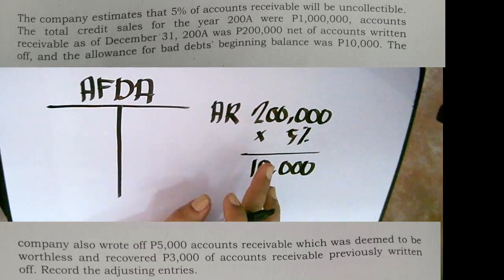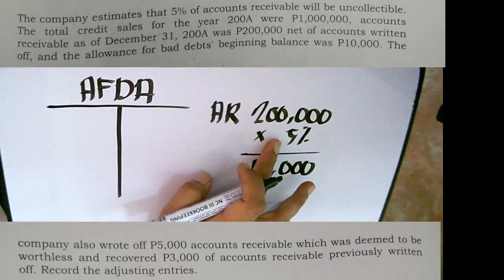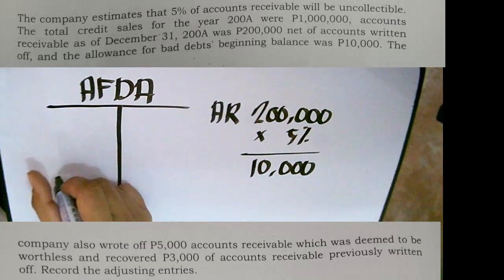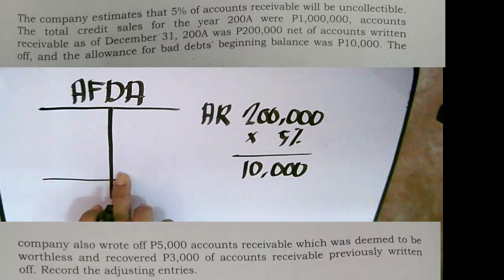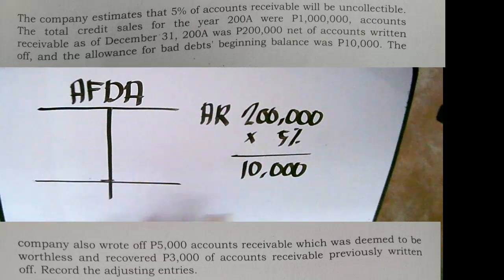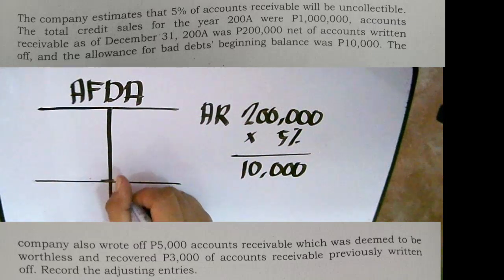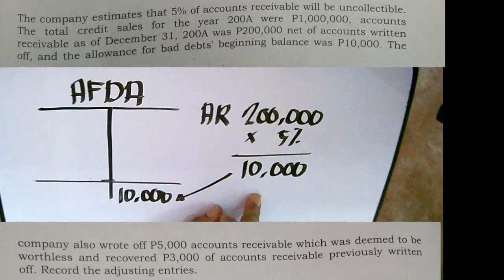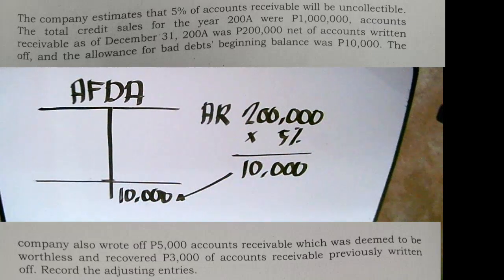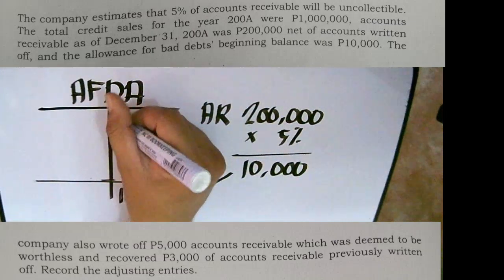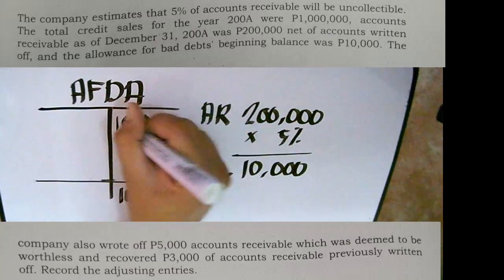Again, kapag yung percent natin, yung estimate is nakabase sa account receivable, yung makukuha natin is AFDA end. So, AFDA is a contra asset account. Therefore, yung balance niya is sa credit kita, 10,000. Galing yan dito. So, balik tayo sa given. Meron daw tayong beginning balance ng ating allowance for doubtful accounts of 10,000. Mayroong beginning ha. So, beginning natin is 10,000.